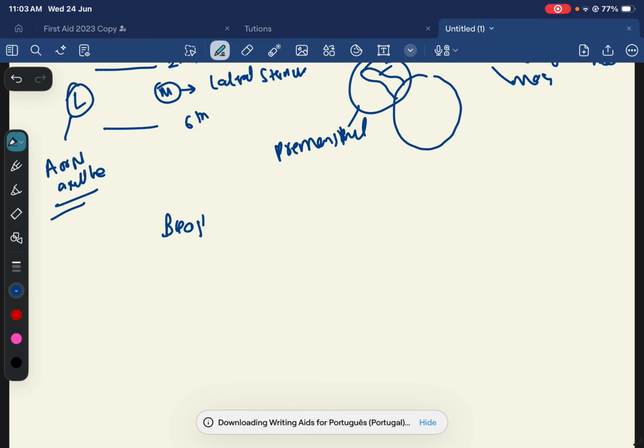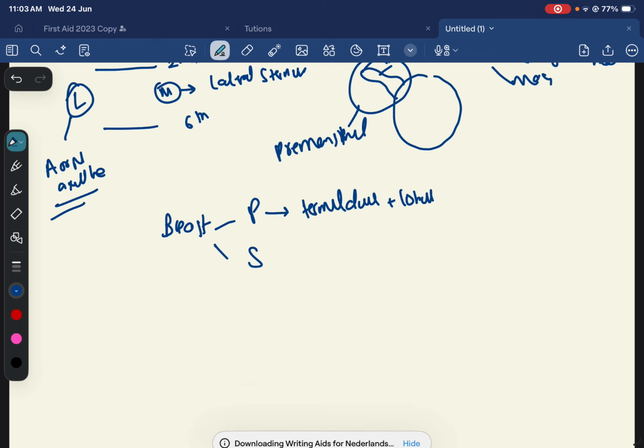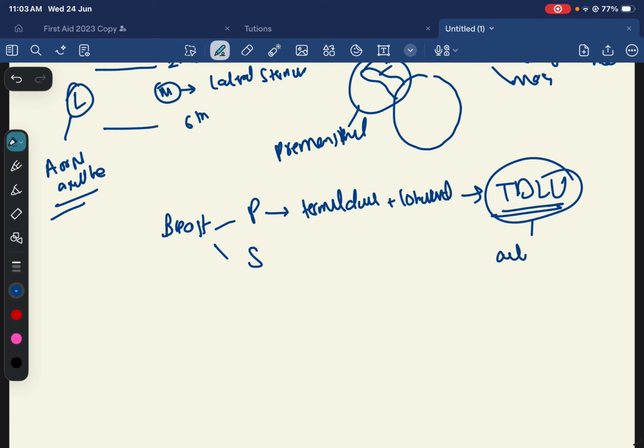Now, the breast is divided into its parenchyma and supportive tissue. The parenchyma has a terminal duct and a lobular unit, together called the terminal duct lobular unit. It is the most active part of the breast, and it is responsive to a lot of hormones: estrogen, progesterone, prolactin, and even growth hormone.